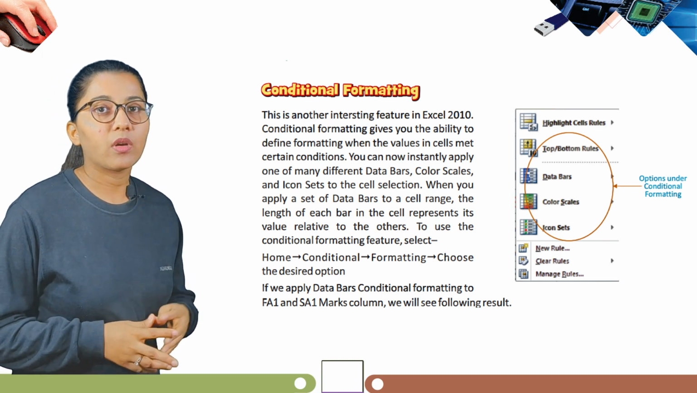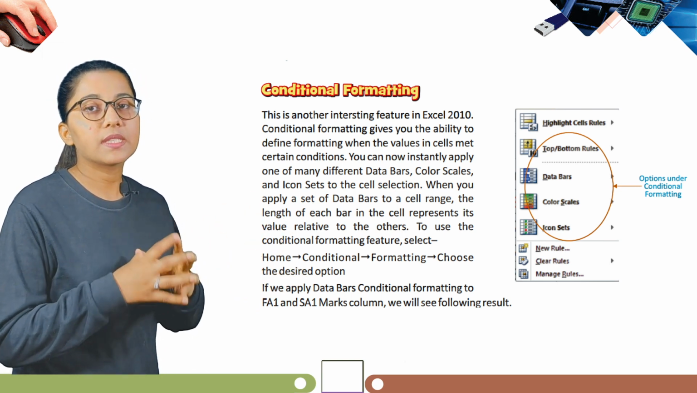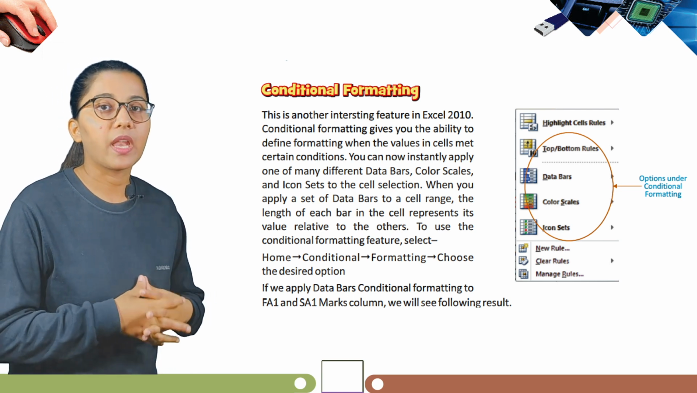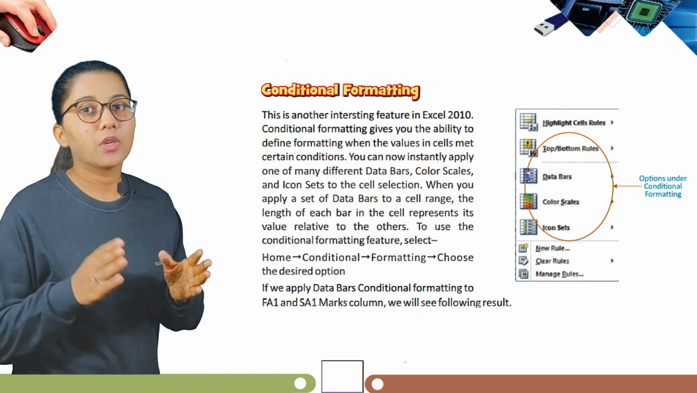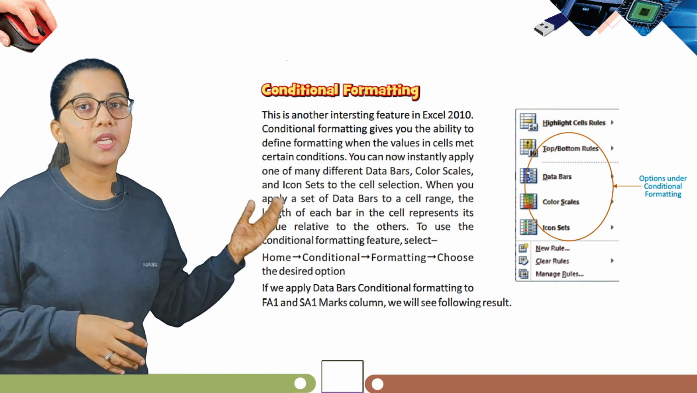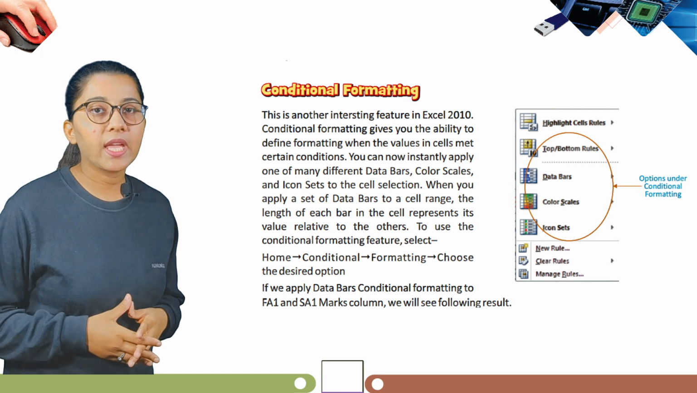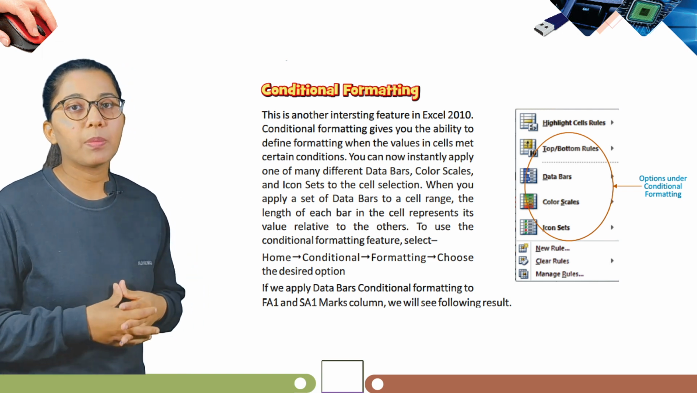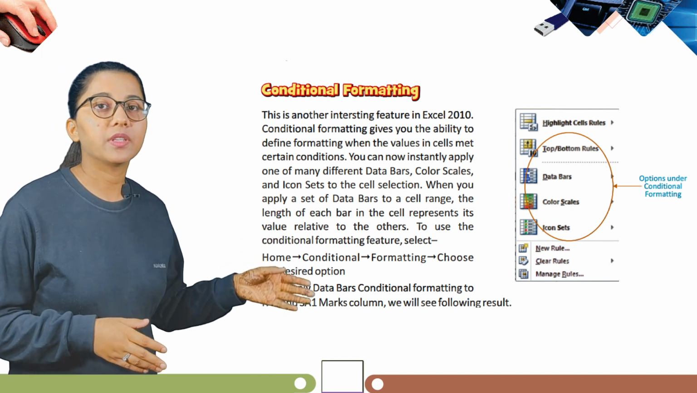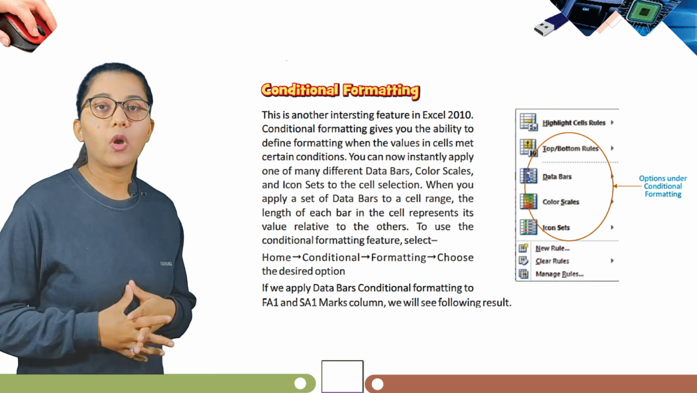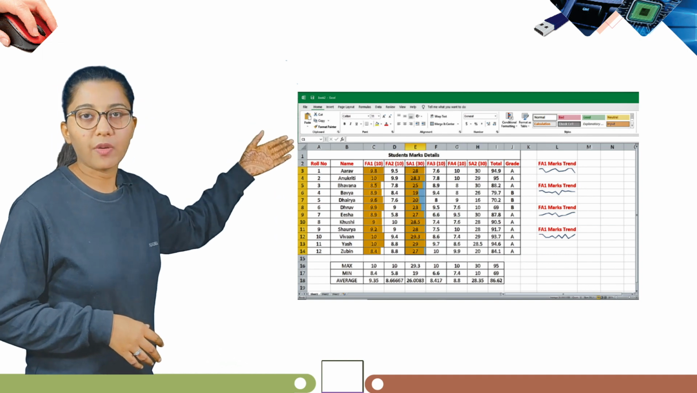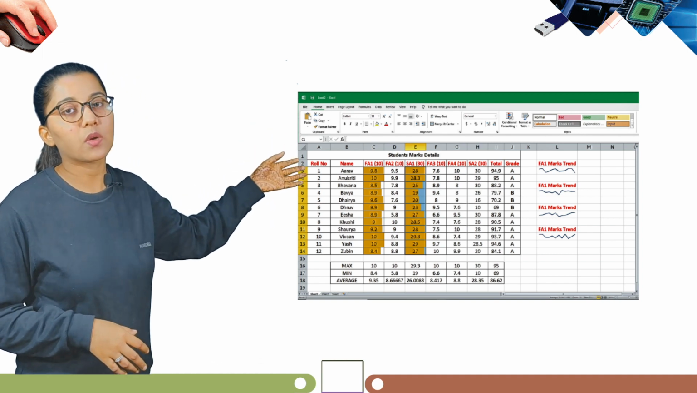When you apply a set of data bars to a cell range, the length of each bar in the cell represents its value relative to the others. To use the conditional formatting feature, select Home, then Conditional Formatting, then choose the desired option. If we apply data bars conditional formatting to FA1 and SA1 marks columns, we will see the following results. So students, here you can see the interface of applying conditional formatting in Microsoft Excel 2010.